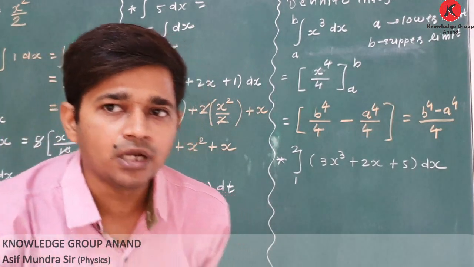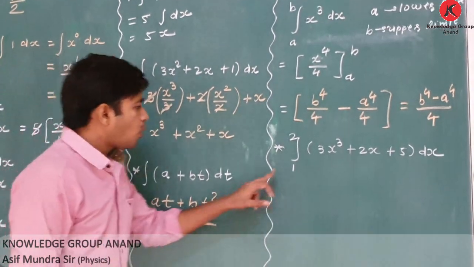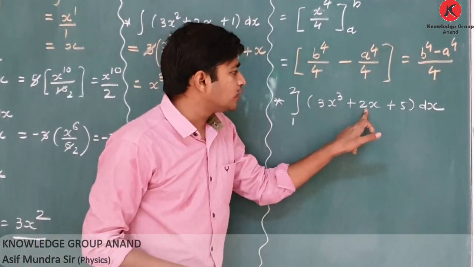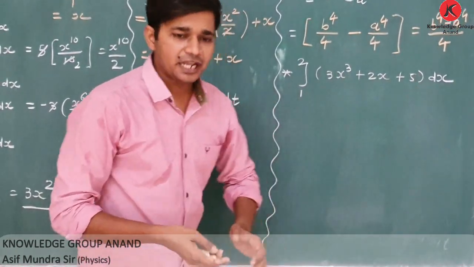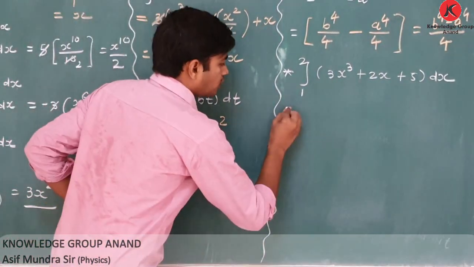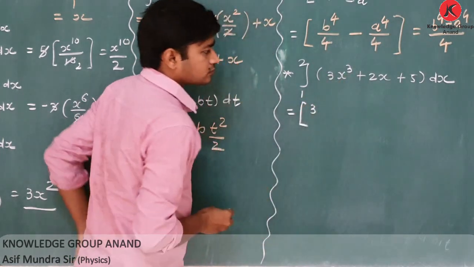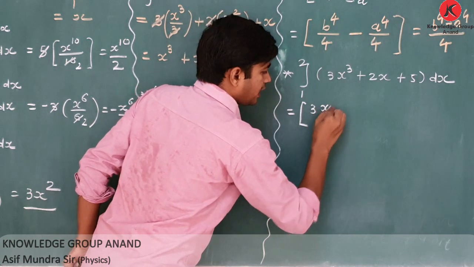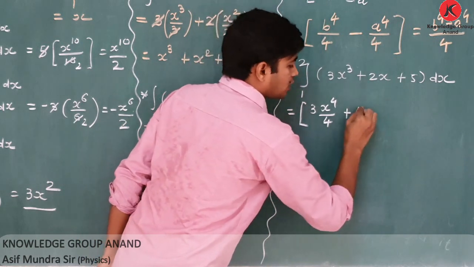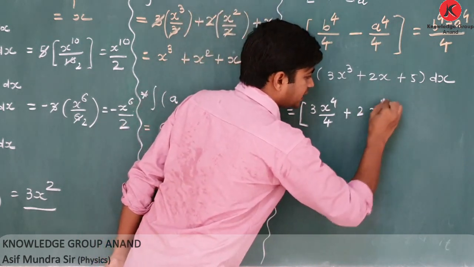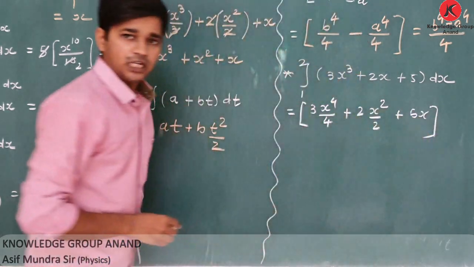Clear? Now one more example. See carefully here. Integration from 1 to 2 of 3x cube plus 2x plus 5 dx. First of all, we will integrate this. What is integration of 3x cube? 3 as it is, and integration of x cube is x raised to 4 upon 4. Plus, what is integration of 2x? 2 as it is, x square's integration is x square by 2. And what is integration of 5? It is 5x.